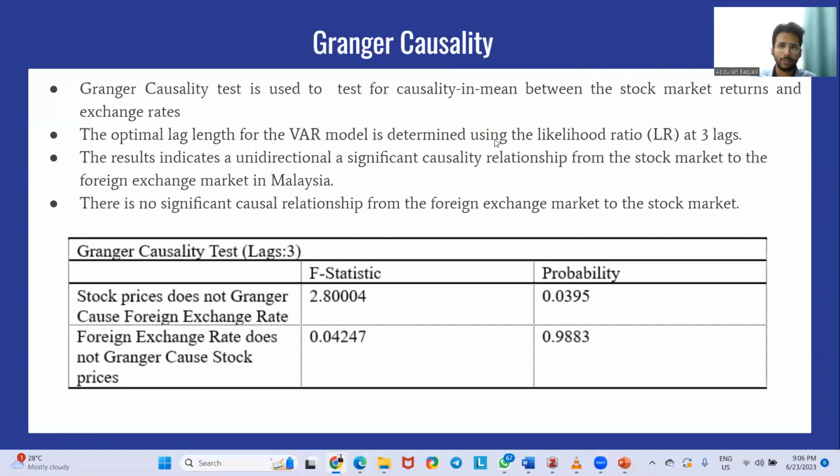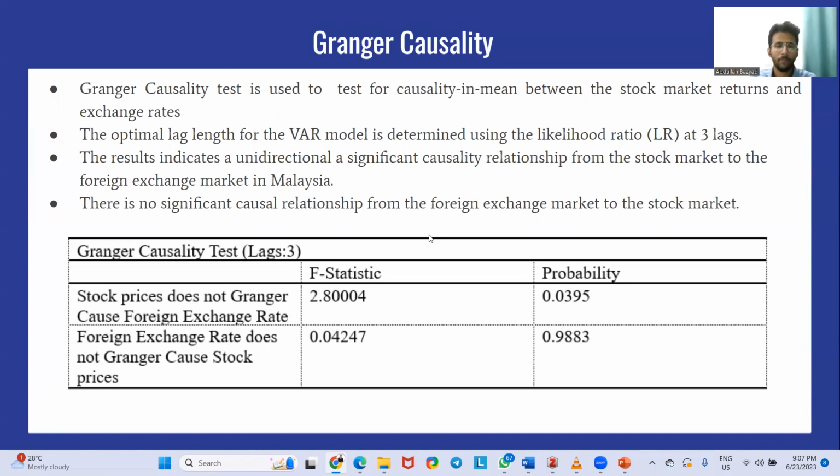Moving to the next one, this one is called Granger causality. Granger causality test is used to test the causality in mean between the stock market prices and returns and the exchange rates. The optimal lag length we selected using the VAR model and based on the LR criteria at 3 lags. The result indicates the unidirectional significant causality relationship running from stock market to the foreign exchange market in Malaysia, and there's no significant relationship going on the opposite side from the exchange rate market to the stock market.